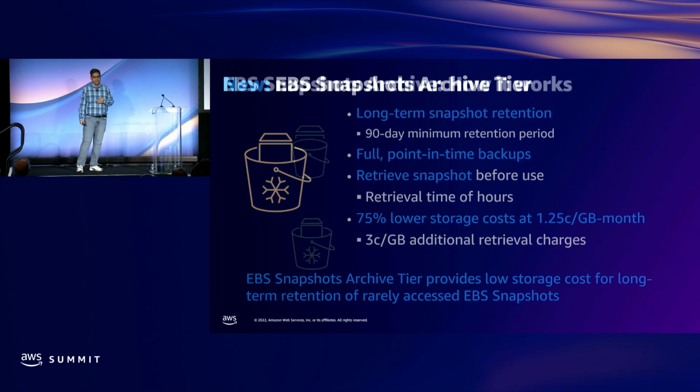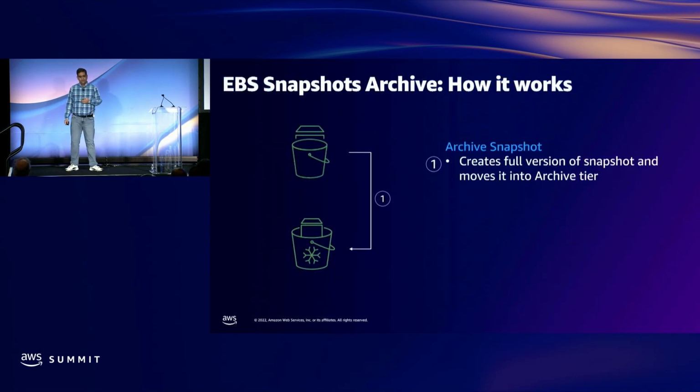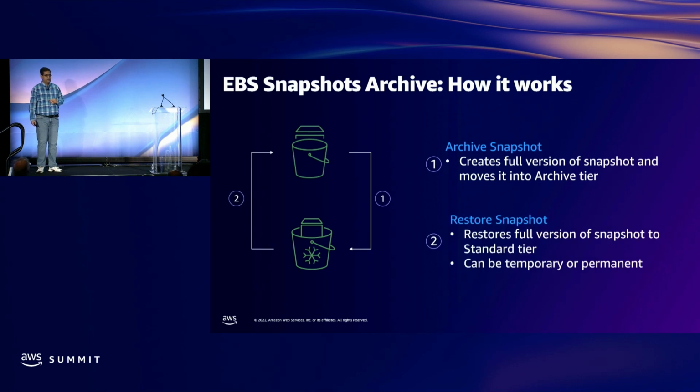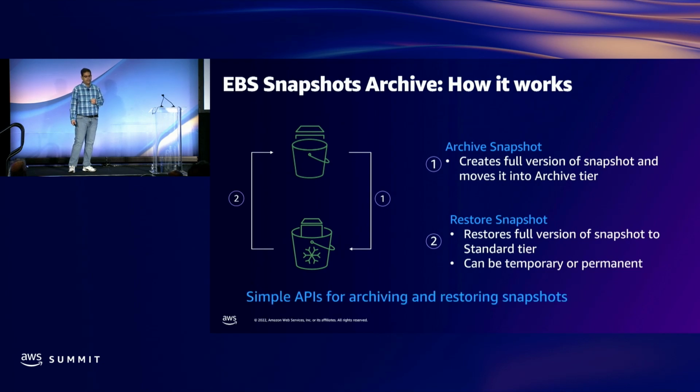So how does it work? Let's go through the use case. Step one is, from a snapshot in the standard tier, create an archive snapshot. Then step two is restoring that snapshot from the archive tier to the standard tier, and this can be temporary or permanent. Those are the two operations that are supported with archiving snapshots. Let's look at both of those.